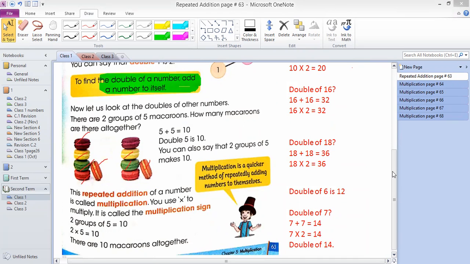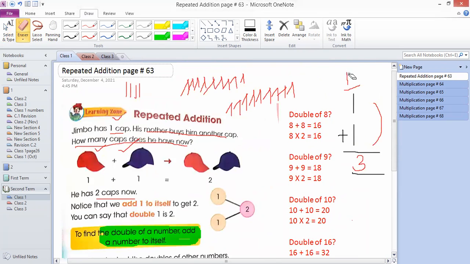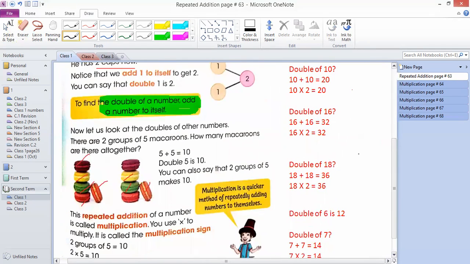How the double of 18 is 36? 18 plus 18, you can check here. So you will write here 18 and 18, 8 plus 8, 16, 1 here, 6 here, and this is 3. So double of 18 is 36.